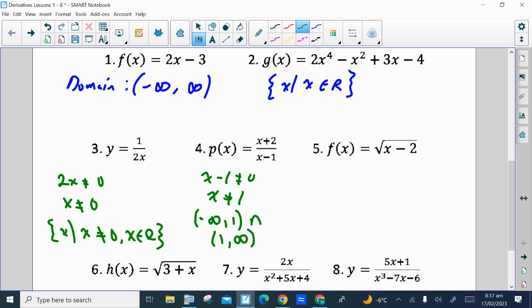When you have the radicand, which is the expression under the radical involving x, you cannot take the root of a negative number, so the radicand has to be greater than or equal to 0, which means x has to be greater than or equal to 2. So if we use interval notation here, we would say the domain would be from 2 to positive infinity. And note the square bracket on the 2, because x can equal 2. You can take the root of 0. You just can't take the root of a negative number.